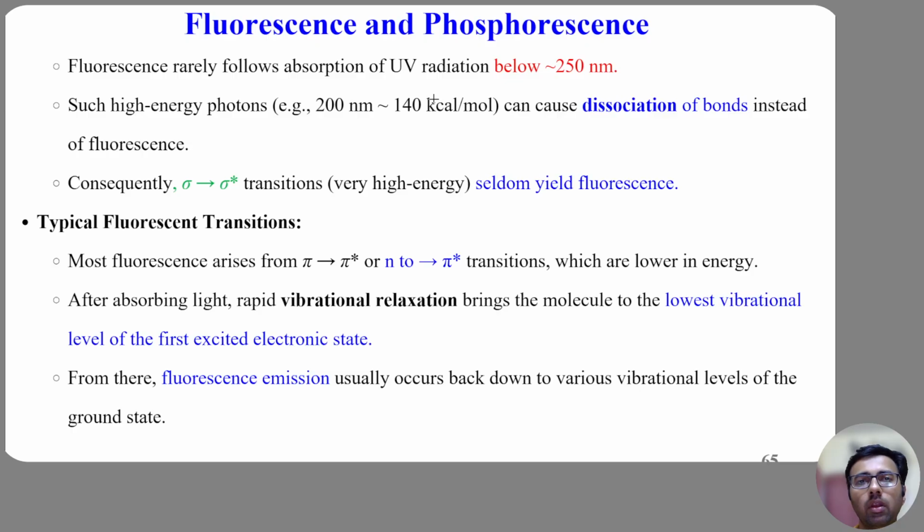After absorption, rapid vibrational relaxation occurs. The molecule quickly reaches the lowest vibrational level of the excited electronic state. From this stable position, fluorescence emission occurs as the electron returns to vibrational levels of the ground state.